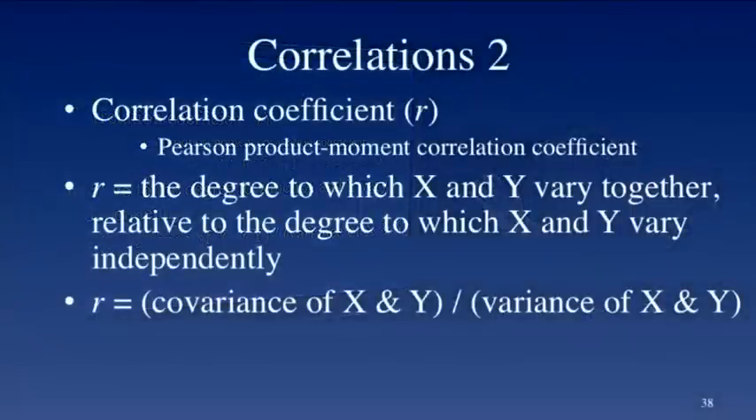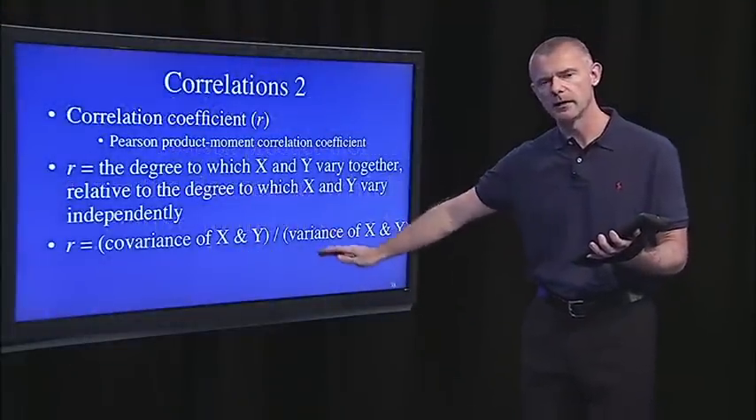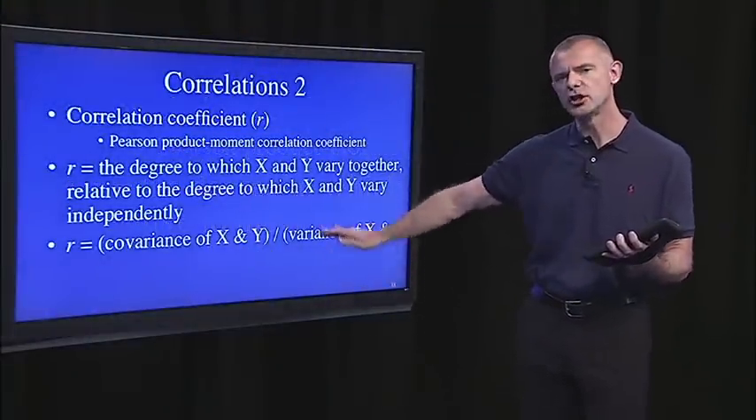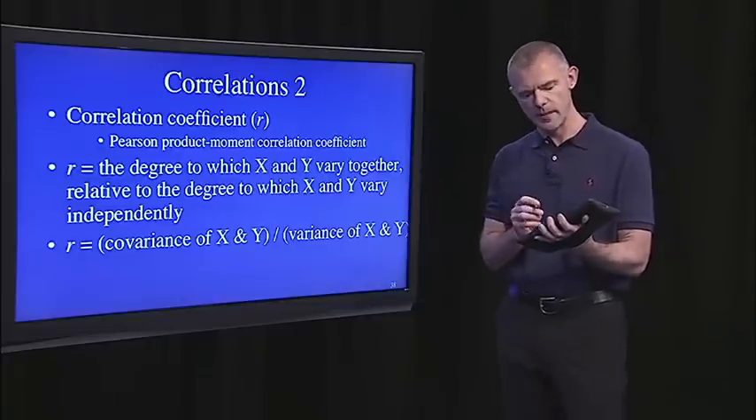And conceptually, what r represents is just the degree to which x and y covary relative to how much they vary by themselves or independently. So a way to think of it down at the bottom in the last line here is a ratio of covariance to variance. And that's what you'll see in the math.